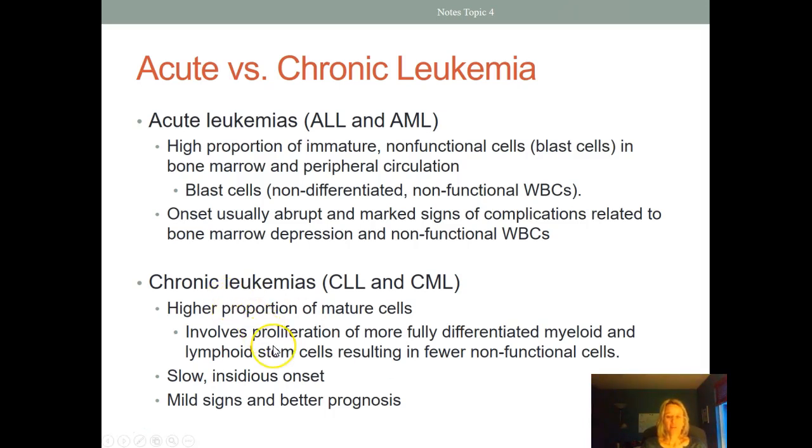In chronic leukemia, we have a higher proportion of mature cells. So these are more differentiated and more functional. So we have fewer non-functional cells in chronic leukemia. It develops slowly with an insidious onset. The signs are more mild and the patients have a better prognosis.